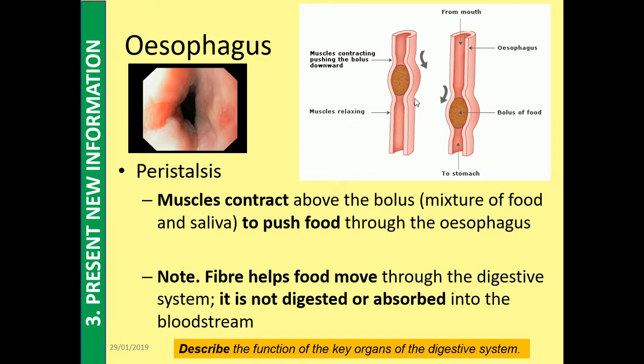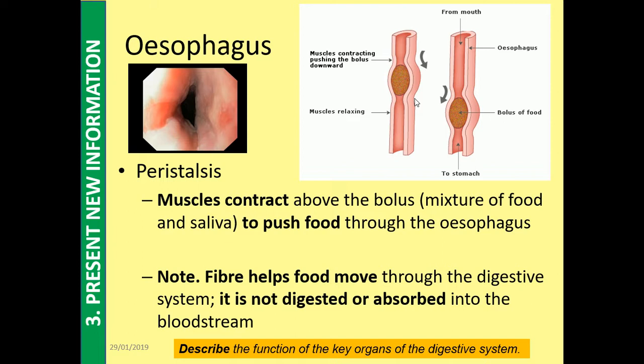Next, we go to the esophagus. Now, the reason that we eat fibre is because it helps to bulk up our food so that it can move through the digestive system. And on this picture in the top right there, we can see that we've got kind of this lump of food. We call it a bolus. Don't worry too much about that word.